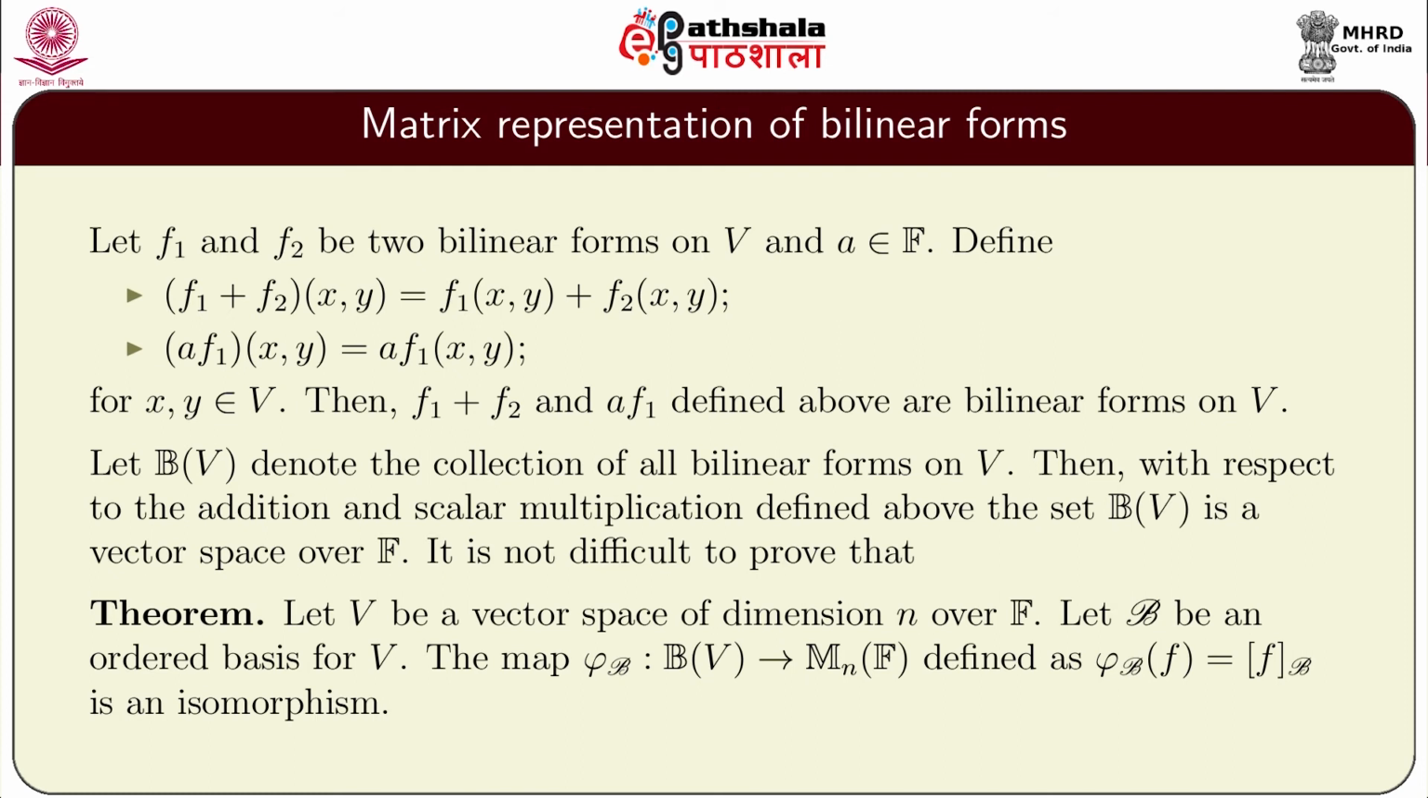if V is a vector space of dimension n over F with an ordered basis B, then the map phi B from the collection of all bilinear forms BV to the set of all n cross n matrices over F, that is MNF, where the definition of the map is phi B of F is equal to the matrix representation of the bilinear form F with respect to the basis B.